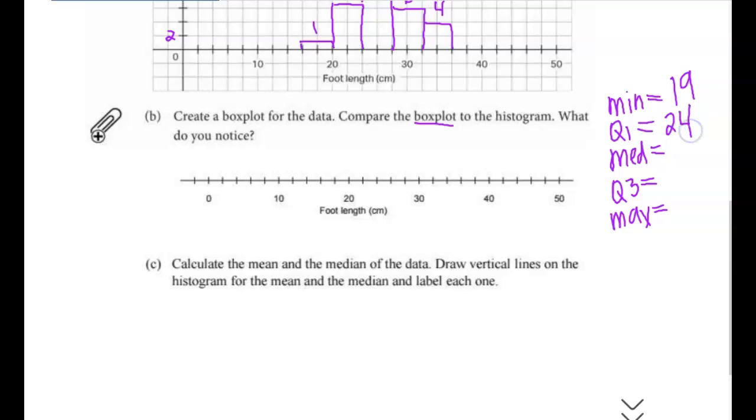24, good. The median? 26, good. And Q3? 27.5. Good, 27.5. And what's the max? Technically, it's not 32. What is it? 35. But on the box plot, we only go up to 32, right?